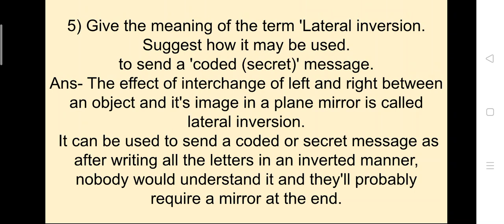The effect of the interchange of left and right between an object and its image in a plane mirror is called lateral inversion. The image that is formed is slightly changed: the left side of the object looks like the right side, and the right side of the object looks like the left side in the image.